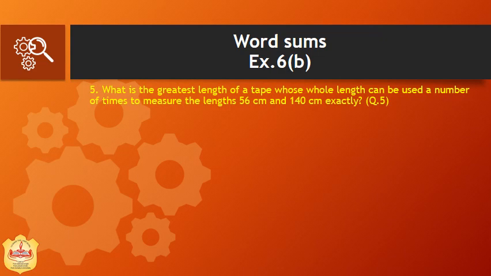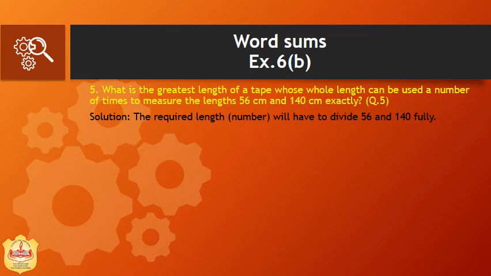So let us see how we will solve this question. The required length, which is in number, will have to divide 56 and 140 fully without leaving any remainder. So that number is the highest common factor of 56 and 140. And you know children, how do we find the highest common factor of the given numbers? We will find it out by prime factorization method. So let us find out. First, let's take number 56. 56 is an even number, so it can be divided by 2 completely. So what will be the answer? It will be 28.